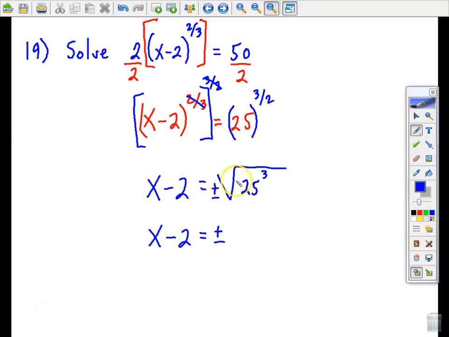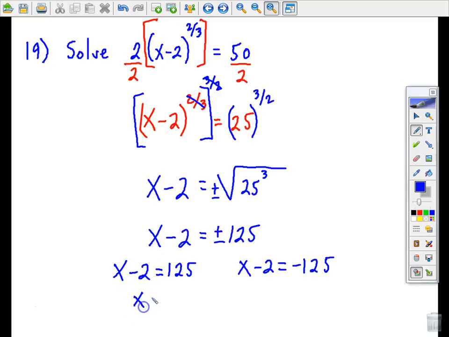Okay. Well, let's take this a step at a time. We know the square root of 25 is 5, and 5 to the 3rd power is 125. So I'm going to end up with 2 answers. One of my answers will be found by solving x minus 2 is positive 125, and the other one will be found by doing negative. Okay, so my 2 answers end up being 127 and negative 123.